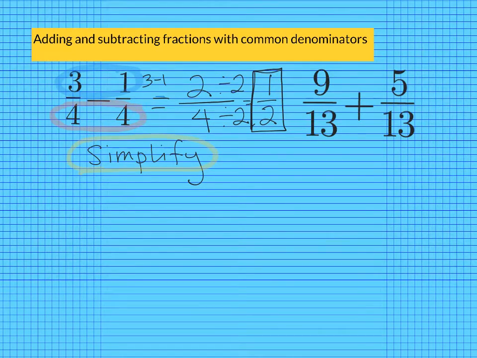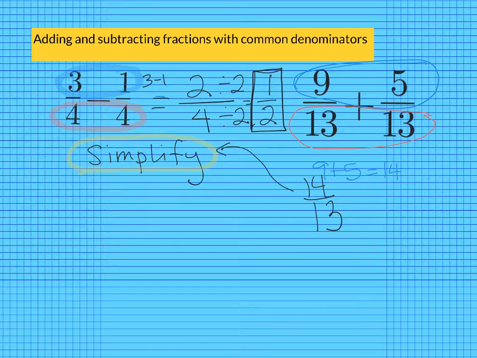Let's look at this other question. 9/13 plus 5/13. So again, are the denominators the same? Well, yeah, they are. Okay, so when that's true, we're going to keep the bottom the same, 13. Now we're going to look at the top values. 9 plus 5, because this is addition. So 9 plus 5 is 14. So our answer is 14/13.